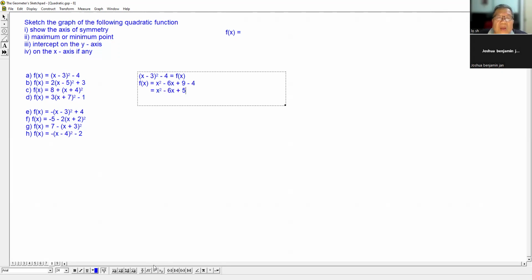So looking at this quadratic function, can you tell me what is the y-intercept? 5. Correct. The y-intercept is 5. Can you tell me what is the x-intercept?